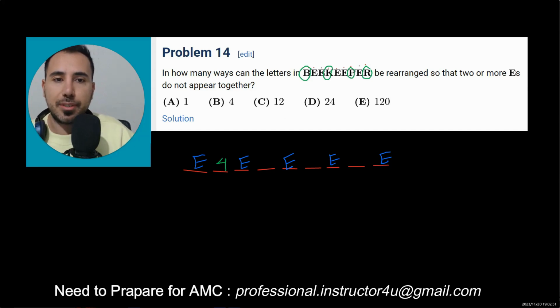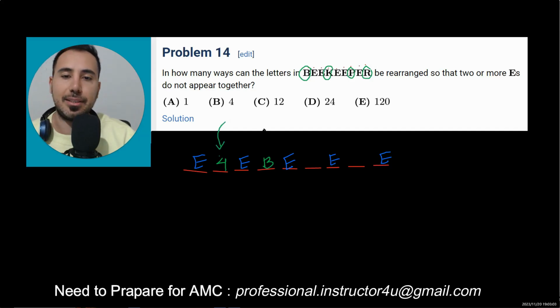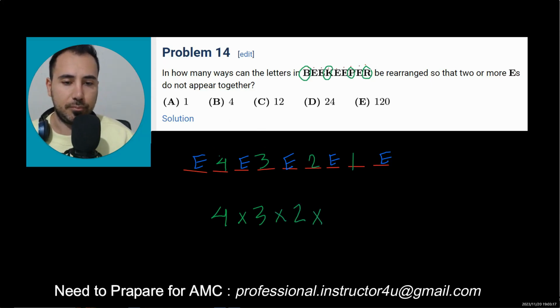Then if I use, for example, B here, can I place B here again? No, because I have only one B. So whatever the first letter is, you can't use it here. So you'll have 3 choices here. Okay, so 4 multiplied by 3, 2, and 1. So that would be 24.